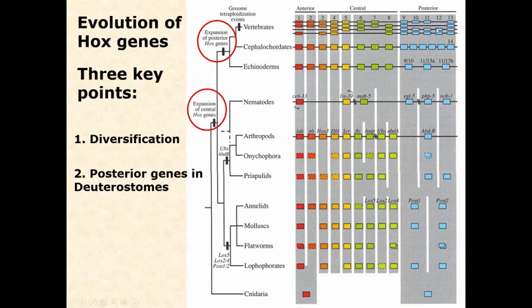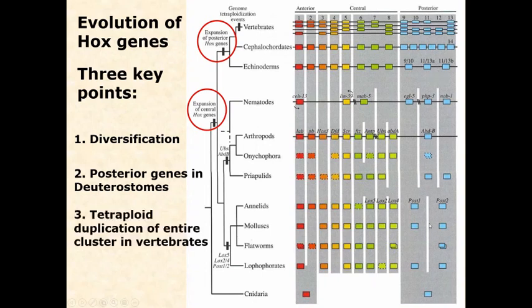That's fine because they have way more complexity than the echinoderms. But in general, we'll just say it's for the deuterostomes. And the deuterostomes have a more complex posterior section of the Hox complex than the rest of the animals. Okay, and then finally, in the vertebrates, we have this fourfold or tetraploid duplication of the entire Hox complex.